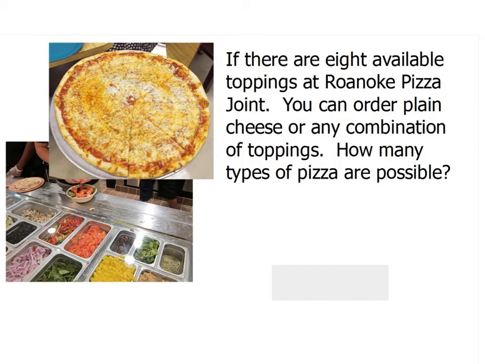So example 2: if there are 8 available toppings at Roanoke Pizza Joint, you can order plain cheese or any combination of toppings. How many types of pizza are possible? So again, we have 8 different toppings to choose from. So you're always going to use the base of 2. So that will always be a 2, but then you're going to raise it to the 8th power. And so that comes out to be 256 choices.